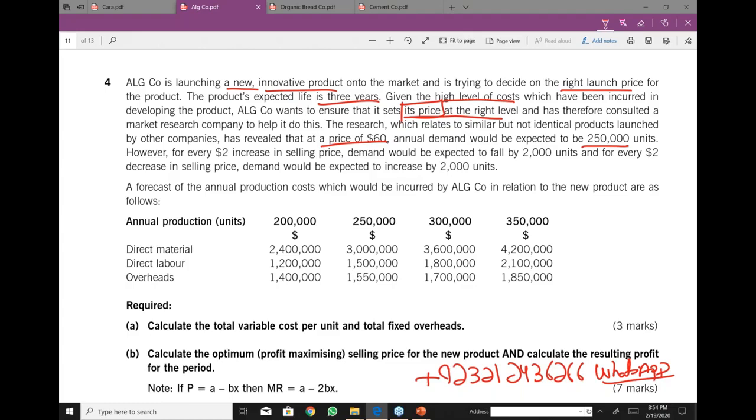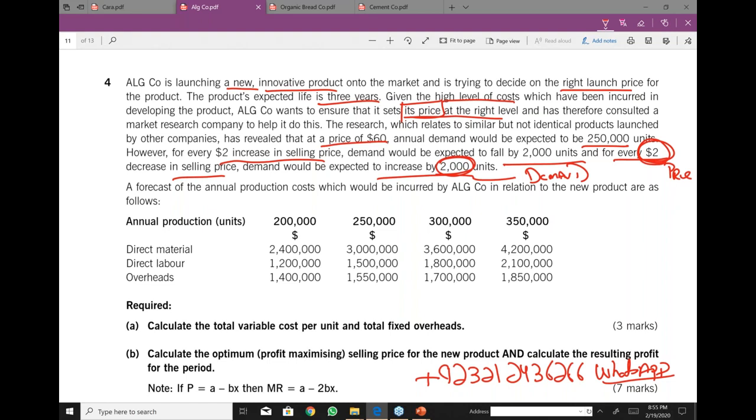Okay, let's come back to the question. It says that for every $2 increase in selling price, demand would be expected to fall by 2,000 units, and for every $2 decrease in selling price, demand would be expected to increase by 2,000 units. So we can see here that a $2 change in price results in a 2,000 units change in demand.